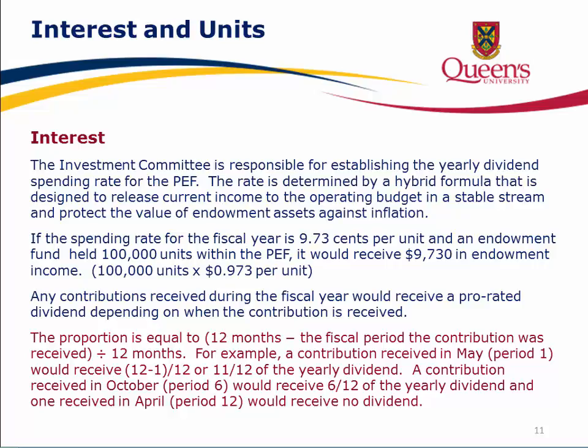A contribution received in October, period 6, would receive 6 divided by 12 of the yearly dividend, and one received in April, period 12, would receive no dividend.